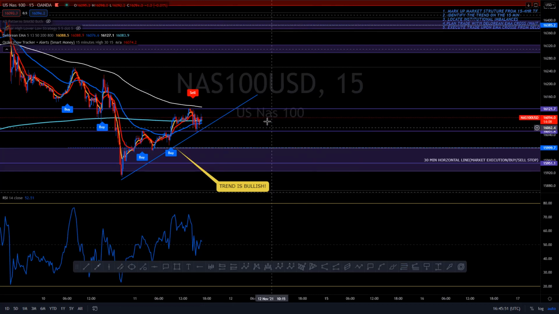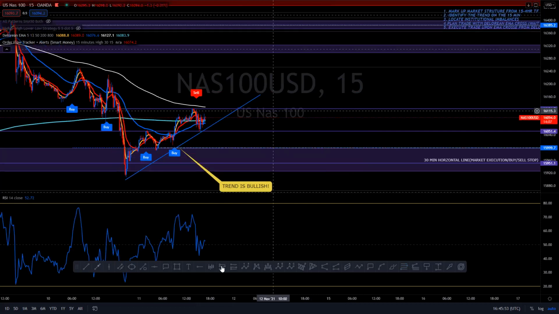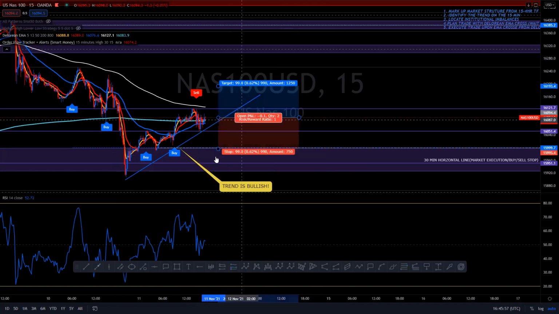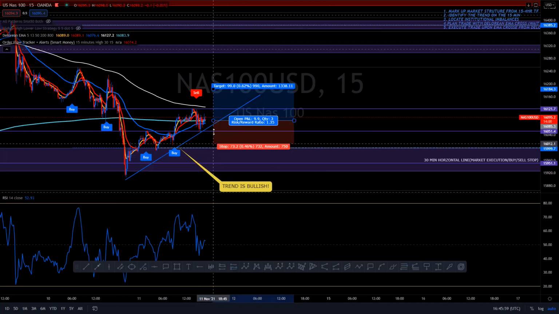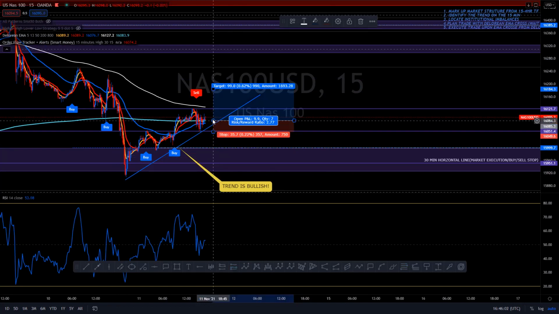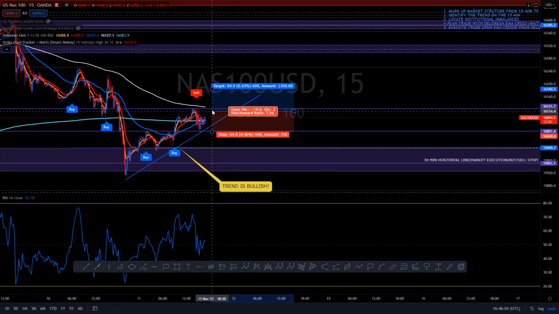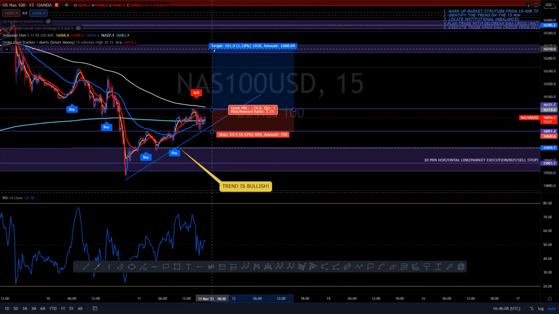So then what I do is I take my risk to reward tools. I go ahead and just plan my trades, and I'll tell you why in a minute. So this is going to be my planned buy trade. Maybe up to this point, this is my entry. And then this is probably going to be my first take profit here.